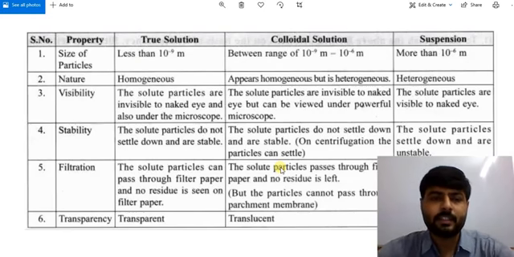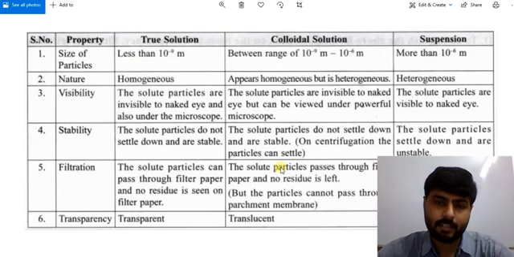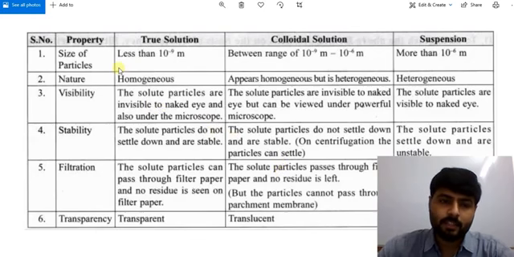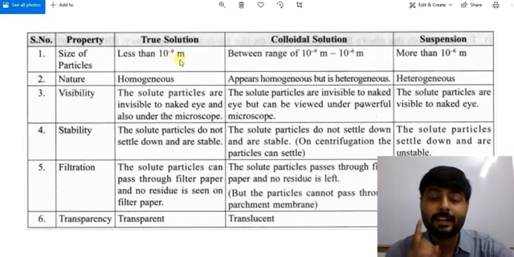The first point of comparison is size of particles. You can remember that the solution has the least size of particles. After that colloidal solution, and after that suspension has the largest size of particles among these three. So here you can see that the particle size is less than 10 raised to minus 9 meter, that is 1 nanometer.